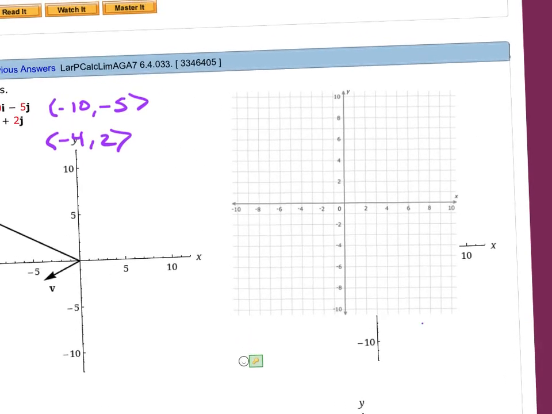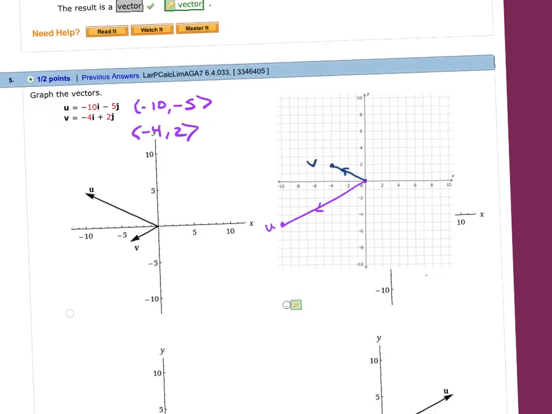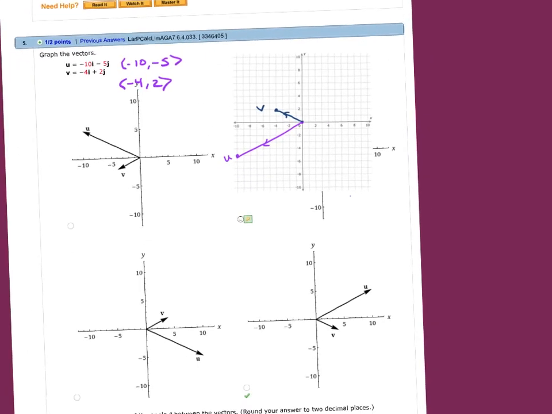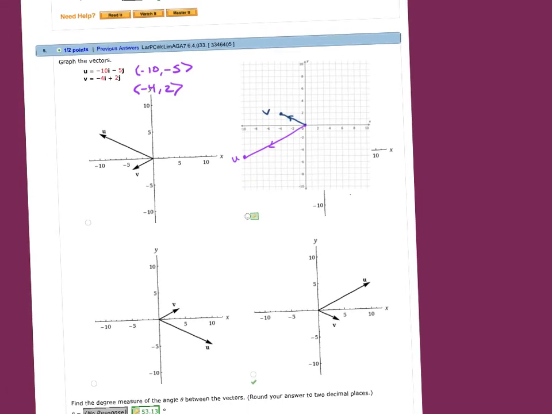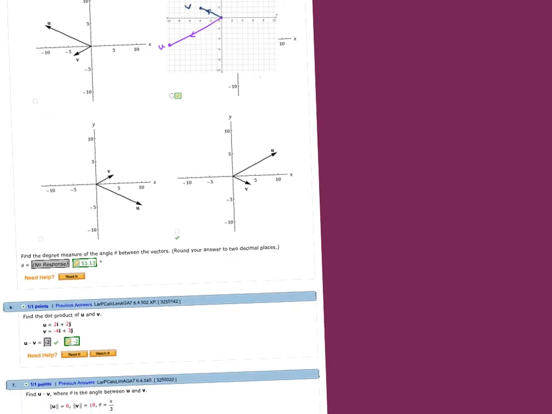So negative 10, negative 5 would be the first vector. This is u. And then negative 4 up 2 is the second vector. That's v. Then it said to find the, so that was, I just covered it up, but that was the answer underneath it. Yeah, I just didn't know how to do the angle. Okay, then it says find the angle between.